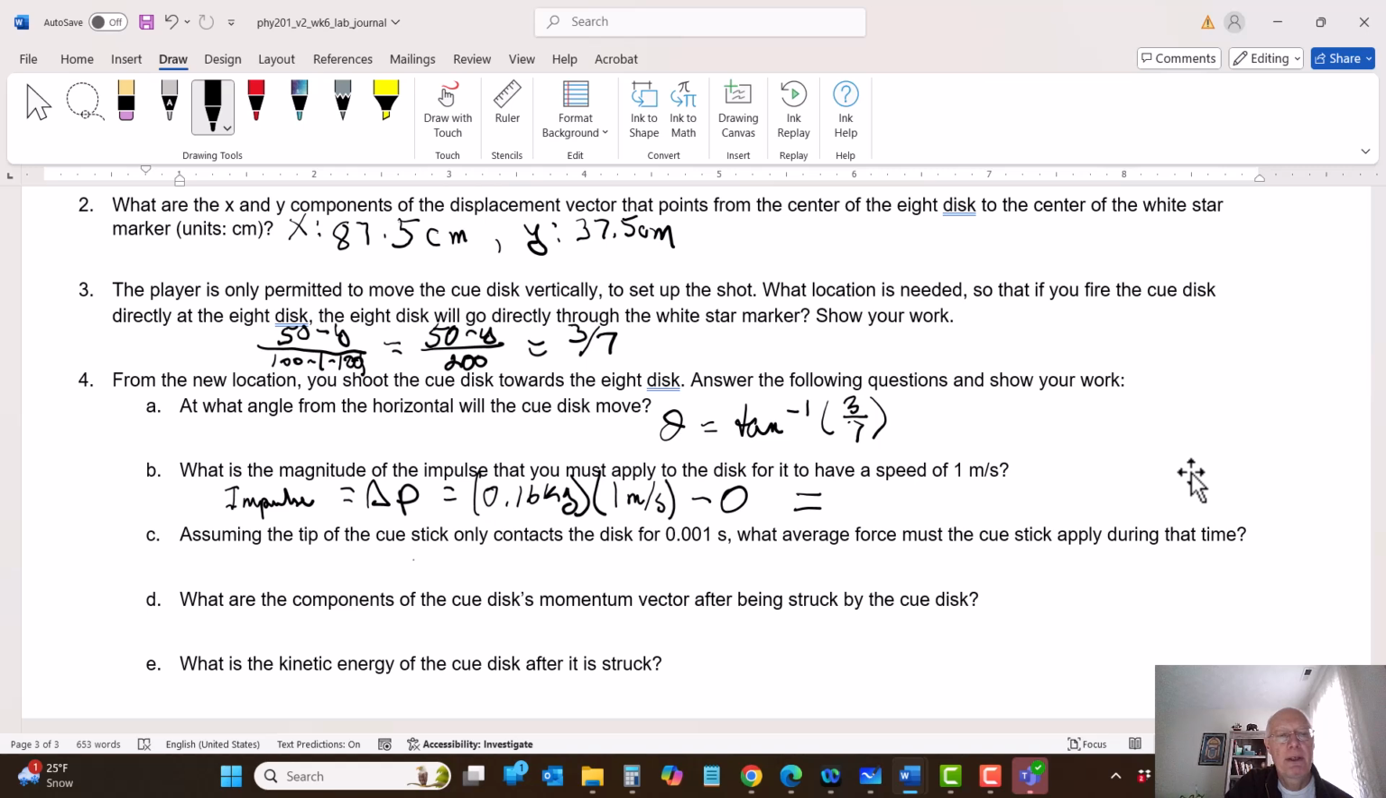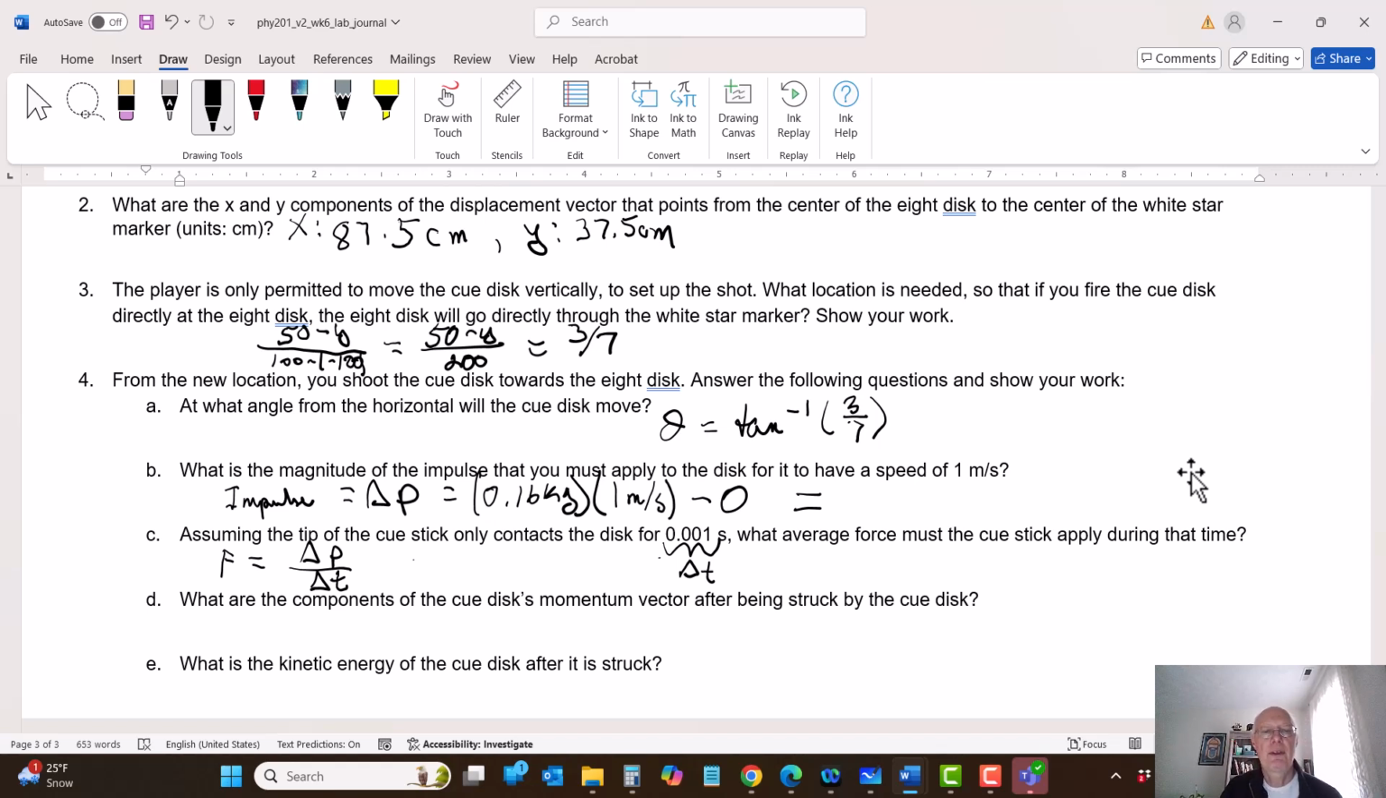Assuming the tip of the cue stick only contacts the disk for a millisecond, a thousandth of a second, what's the average force? Well, the force is just the rate of change of momentum, or the impulse divided by the time. You have delta t. This is delta t right here. And you know what delta p is from this simple expression, right?